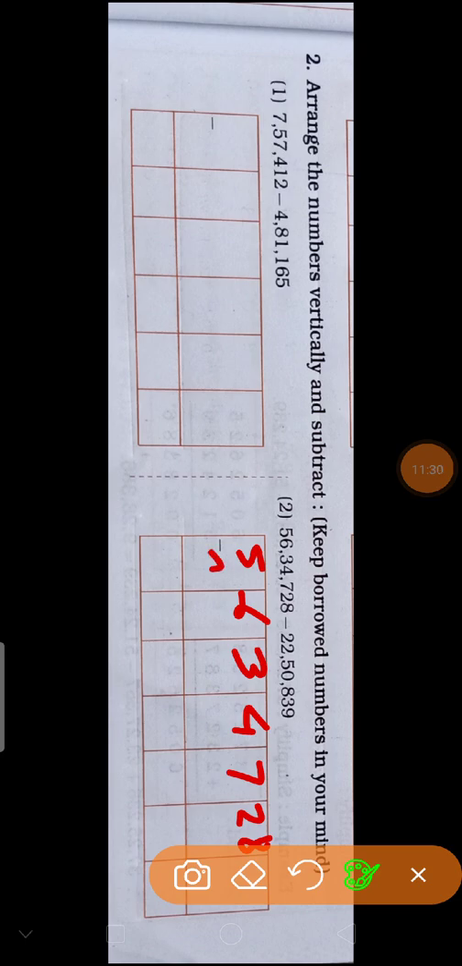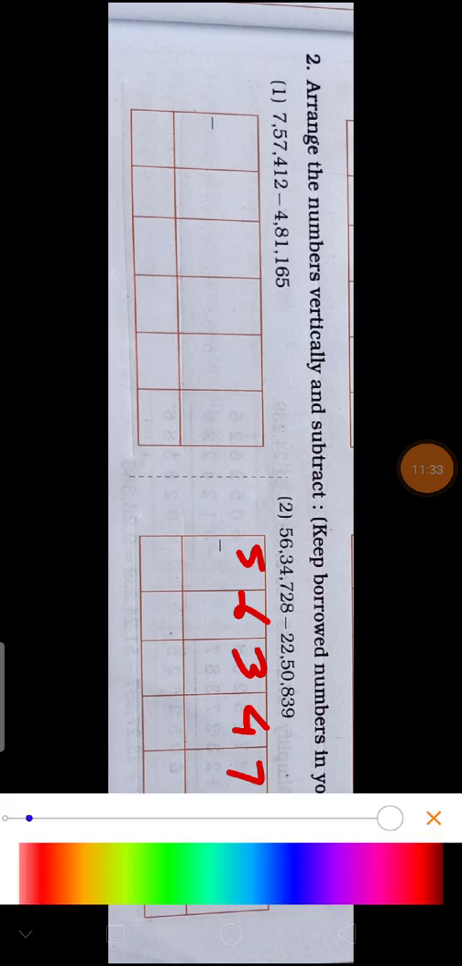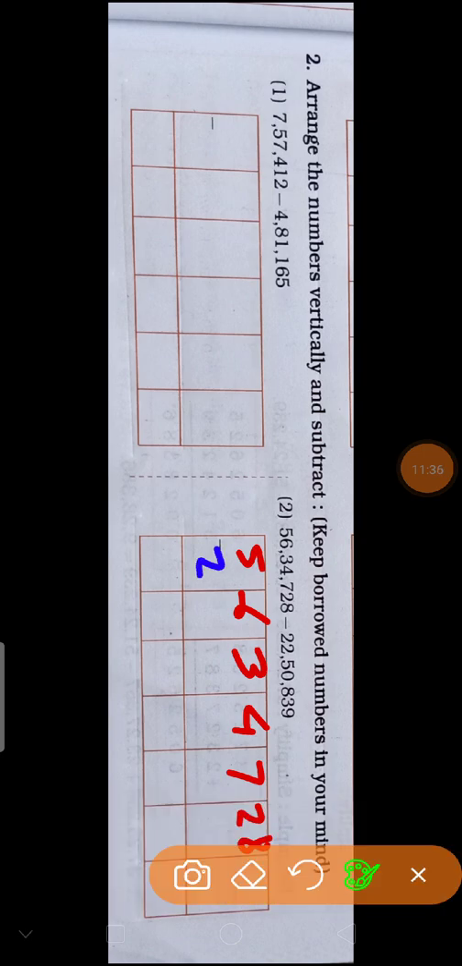Next, see, here is 22 lakh 50,839. Okay, see, 8 minus 9. 8 minus 9, it's not possible. Then 18 is here. We have taken one borrow. So the answer is 9. Okay. Now we have taken the borrow from 2, so here is 1. 1 minus 3, it's not possible. Then again we will take one borrow from the next place. So which number forms here? 11. So 11 minus 3, 8.